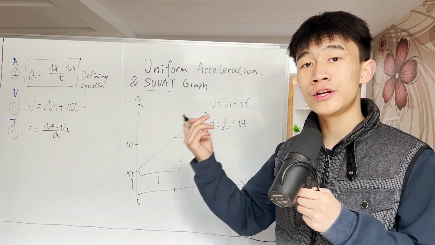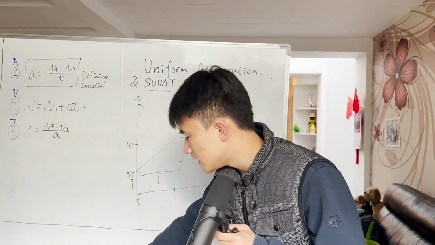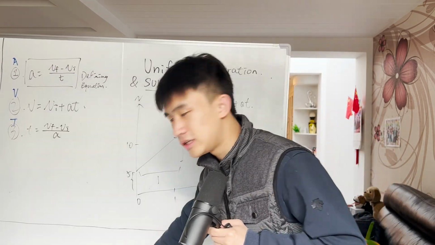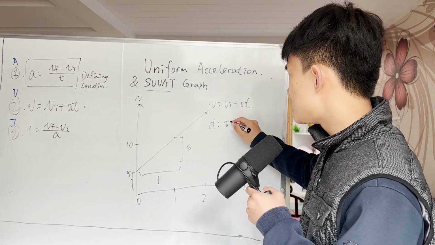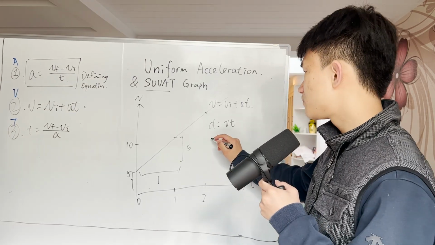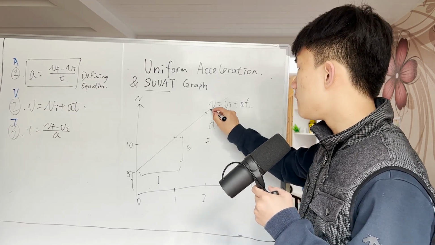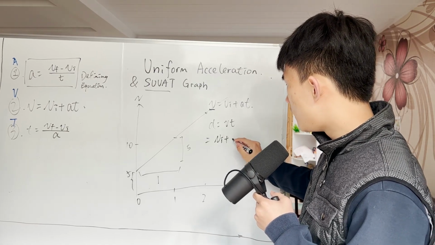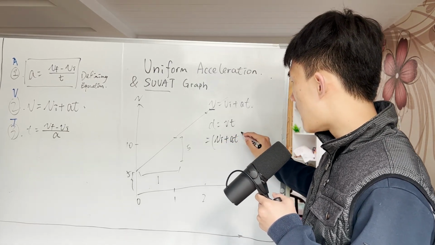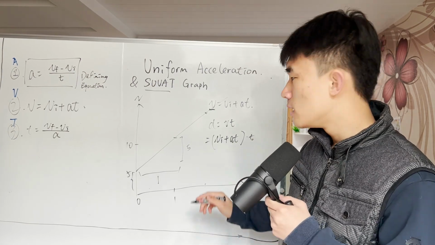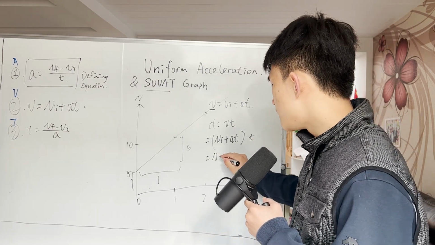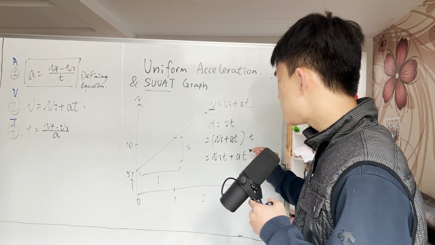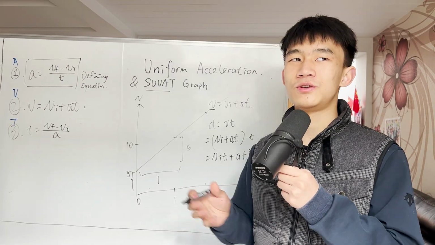D naught is the initial placement, however, so this will not appear in most situations, so let's just erase it. So displacement is equal to velocity times time. Well, how about that? We know the equation for velocity. We just plug that in. It equals initial velocity plus acceleration times time, again, which is equal to initial velocity times time plus acceleration times time squared. All right, time squared.